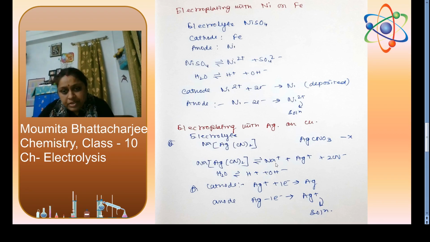So we can see here we have two types of cations, Na+ and Ag+. As Ag+ is placed below Na+, what will happen? Ag+, that is the silver ion, will move to the cathode and by gaining one electron it will form silver metal. Already we have kept the copper at the cathode, so this silver will coat that copper. At the anode, Ag will lose one electron to form Ag+, and this Ag+ will come back to the solution.